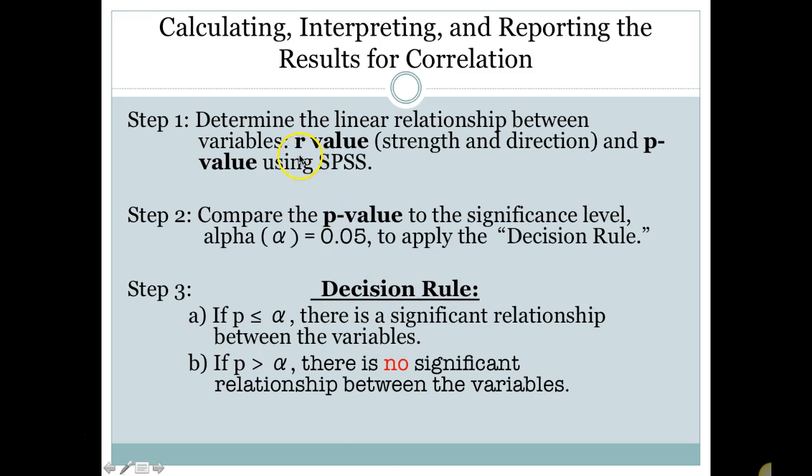The next few slides will demonstrate how to calculate the correlation coefficient r and the p-value using SPSS, as described in step 1. In step 2, we will compare the calculated p-value to alpha, where alpha is the significance level set at 0.05. The p-value will determine the significance of the relationship between two variables, which will bring us to the decision rule. If p is less than or equal to alpha, there is a significant relationship between the variables. And if p is greater than alpha, there is no significant relationship between the variables.